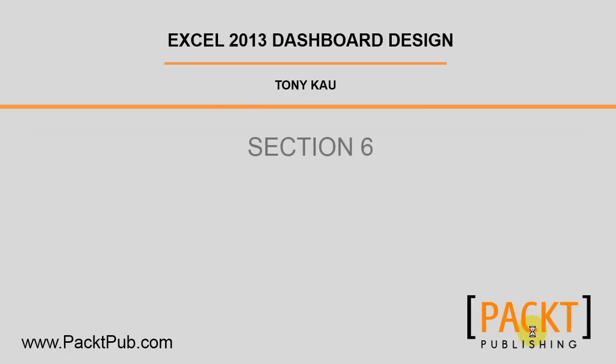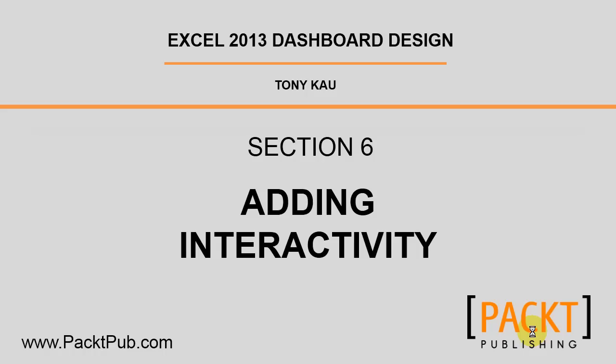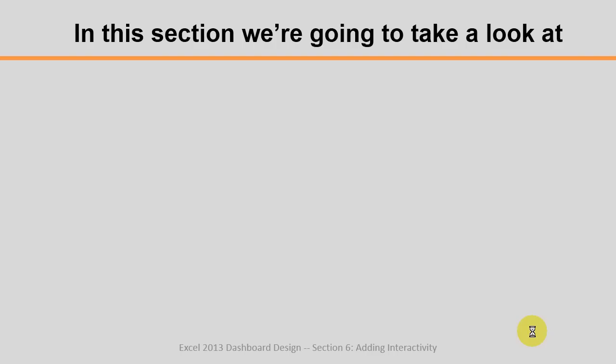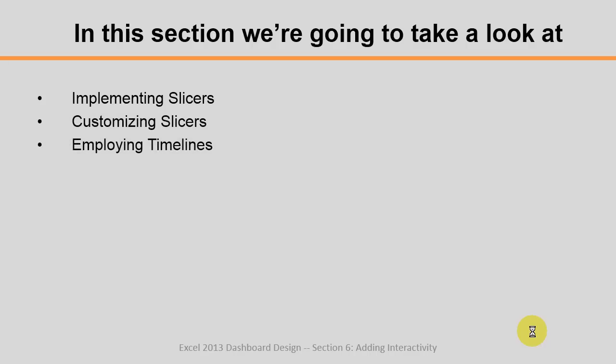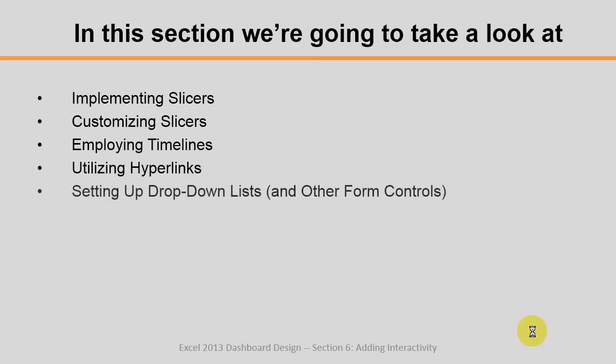Welcome back to Excel 2013 Dashboard Design. In Section 6, we'll be adding interactivity to our dashboard. In this section, we'll start by implementing slicers, then we'll work on customizing them to match our theme, then we'll employ timelines in order to slice our data by certain time ranges, then we'll utilize hyperlinks to link between worksheets or external data. And finally, we'll cover setting up drop-down lists and connect them to your dashboard.